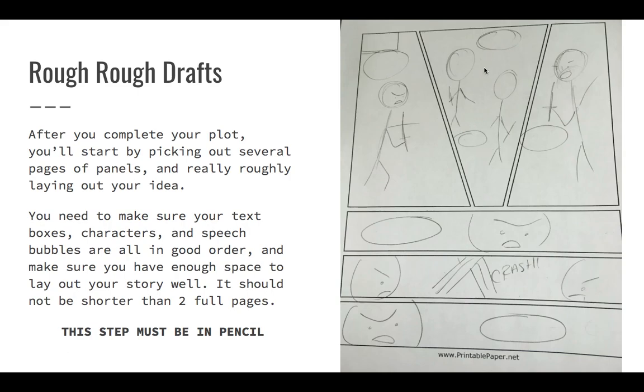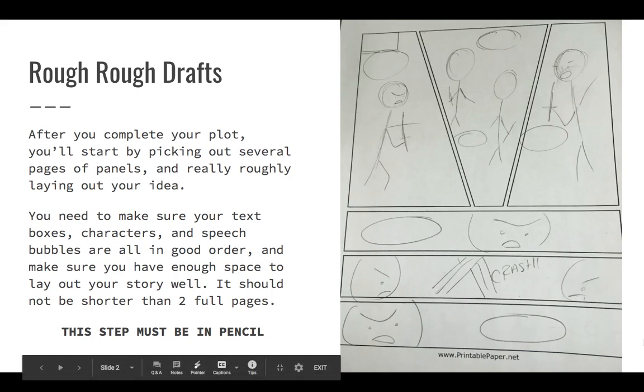So you can see here, I have a text box, I have some speech bubbles. This one I'm going to want to be careful of. If I want them to read it this way, I might want to shift things around if I want them to read it this way. I have space for my characters, I have some action planned out, and I have space for my speech bubbles.